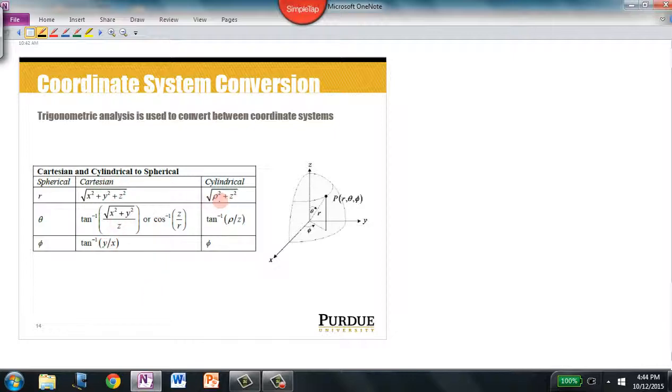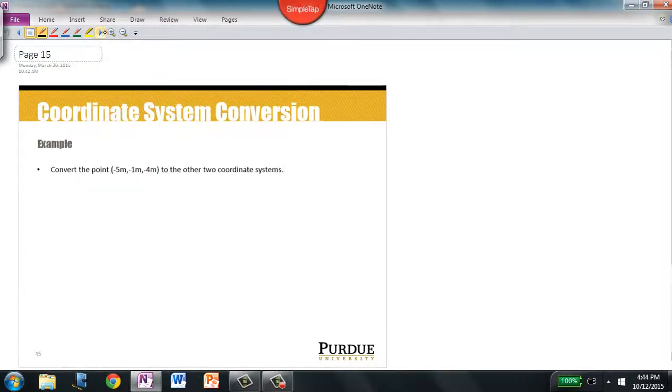For cylindrical, to determine the radius of the sphere, we take the square root of rho squared plus z squared. To determine theta, we take the inverse tangent of rho divided by z, and to determine phi, there is no conversion necessary. So having these charts is handy. I'm not going to give you these charts on tests, so if you want these on your note sheets, you need to put those on there yourselves.